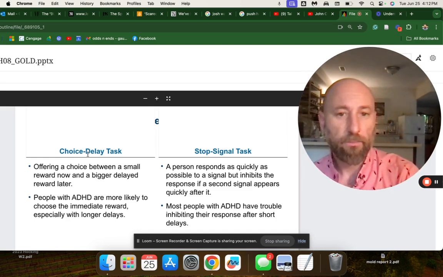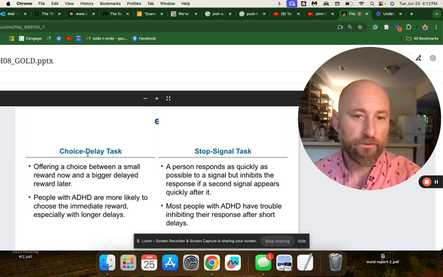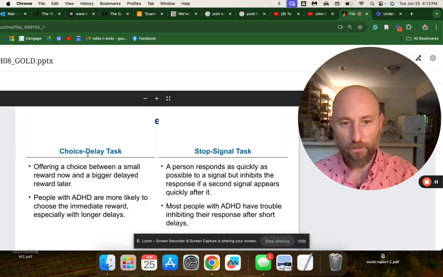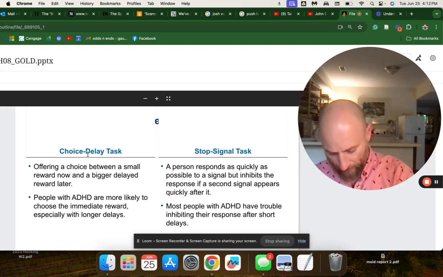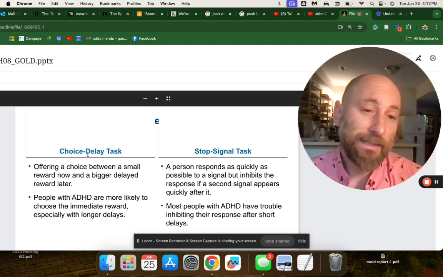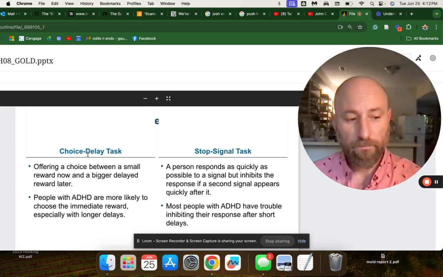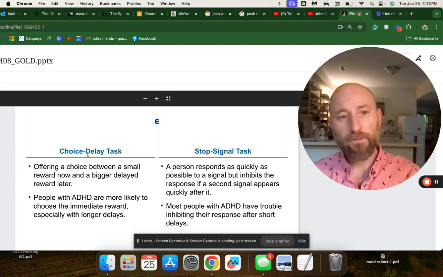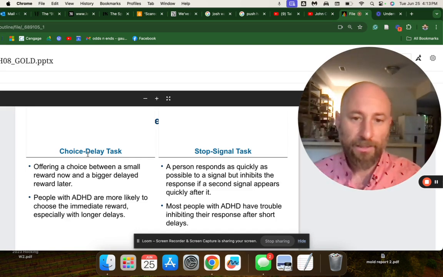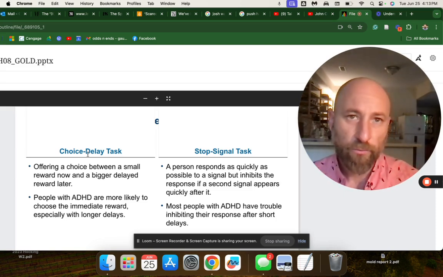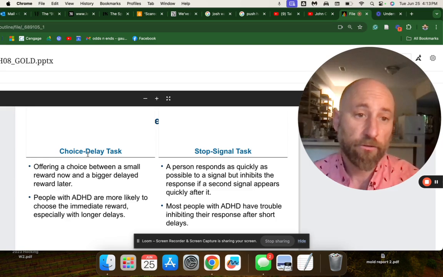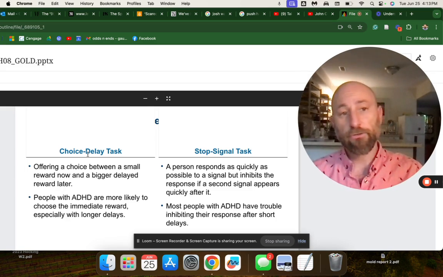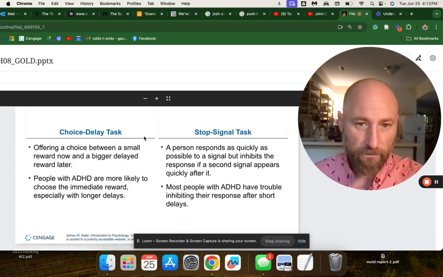Stop signal task: a person responds as quickly as possible to a signal, but inhibits the response if a second signal appears quickly after it. Most people with ADHD will have trouble inhibiting their response after a short delay. So ADHD is essentially an executive functioning deficit, or difference, you might say. A lot of our executive functioning has to do with inhibiting responses. In a lot of ways, what makes us human is our capacity to inhibit our responses, to respond to a situation where our first instinct is aggression in a different way, amongst other things.